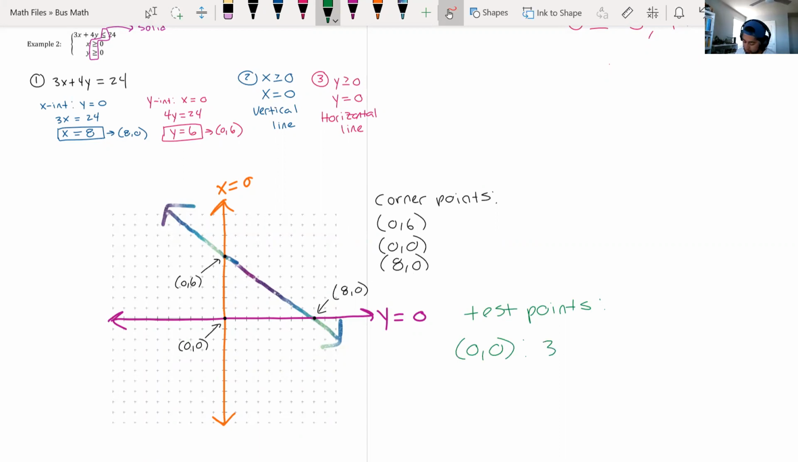Okay, so we plug it in just to the first one, 3x plus 4y less than or equal to 24. Plug in 0, 0. Everything will become 0. And you'll get 0 less than or equal to 24. Is that a true statement? Yes, sir. Yes, which means we're going to shade towards 0, 0, but we're not going to leave the first quadrant. We're just going to stay right here in the first quadrant.